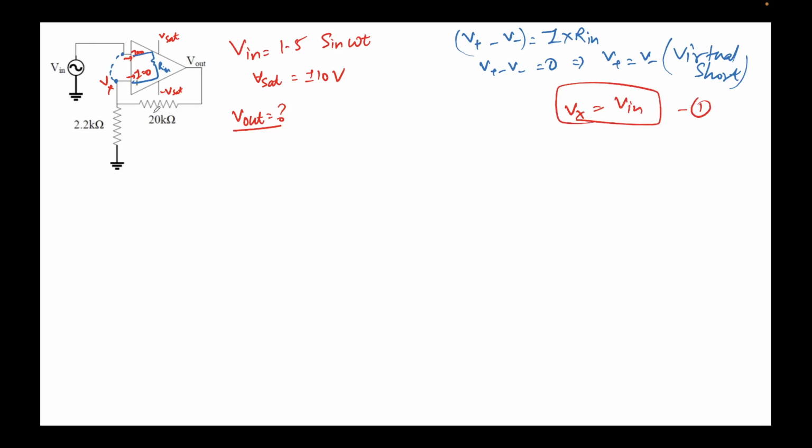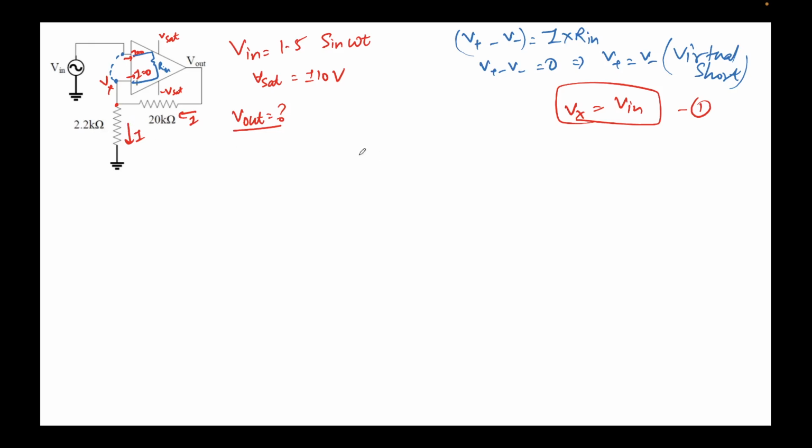Now let's try to find out. Let's assume that a current I is flowing through here. The same current I will have to flow through here. Remember, if we apply a KCL here, since no current is flowing through this arm, all the current that is flowing through the 20 kilo ohm resistor must flow through the 2.2 kilo ohm resistor, because there's no way the current can go anywhere else. Correct? Now let's apply Ohm's law across the 2.2 kilo ohm resistor.